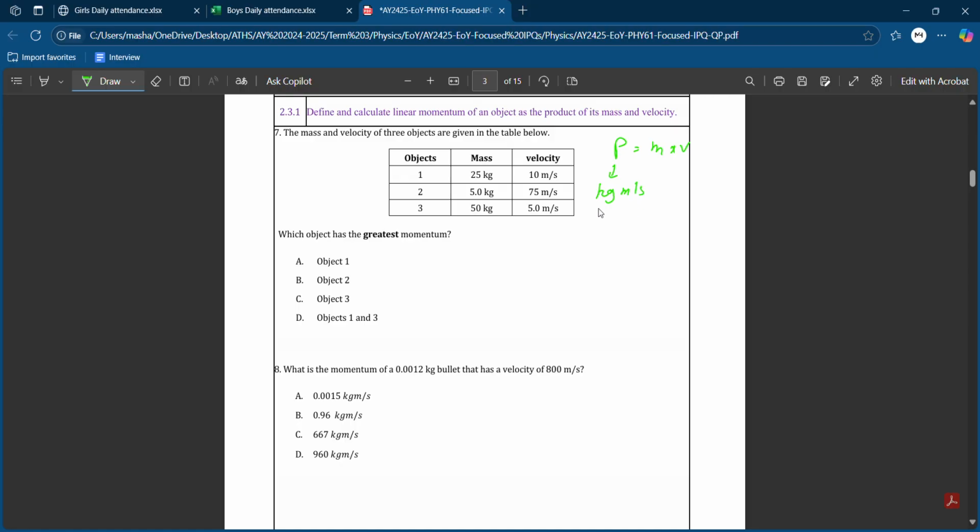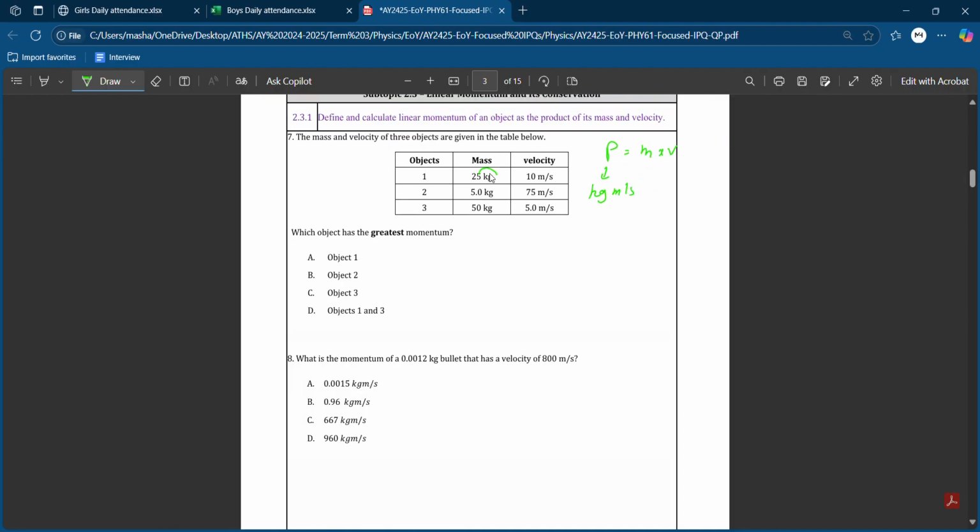In this part there is no need to always convert the units, unless you need to check that the units are in accordance with each other, for example mass in kilograms and velocity in meters per second. If the final answer is given in, for example, grams meter per second, you need to change it into grams. If it is given in kilogram meter per second, you need to keep it in kilograms. So you need to check the final answers as well.